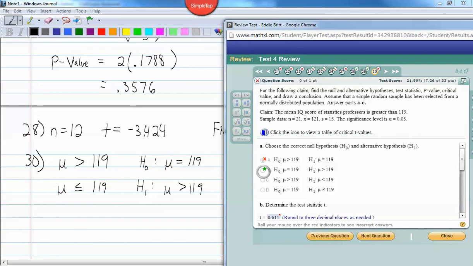Mu equals 119. And then mu is greater than 119 for our alternate. All right, so it's B.